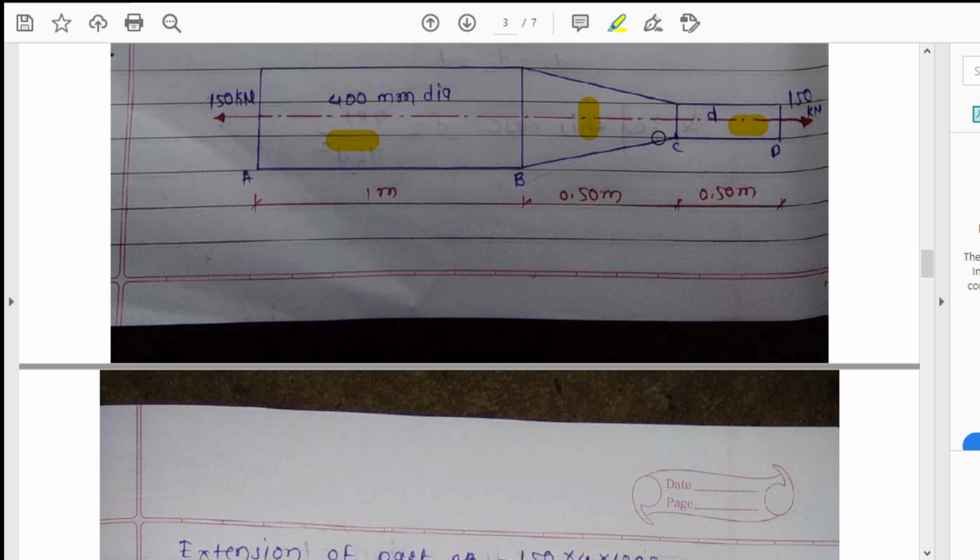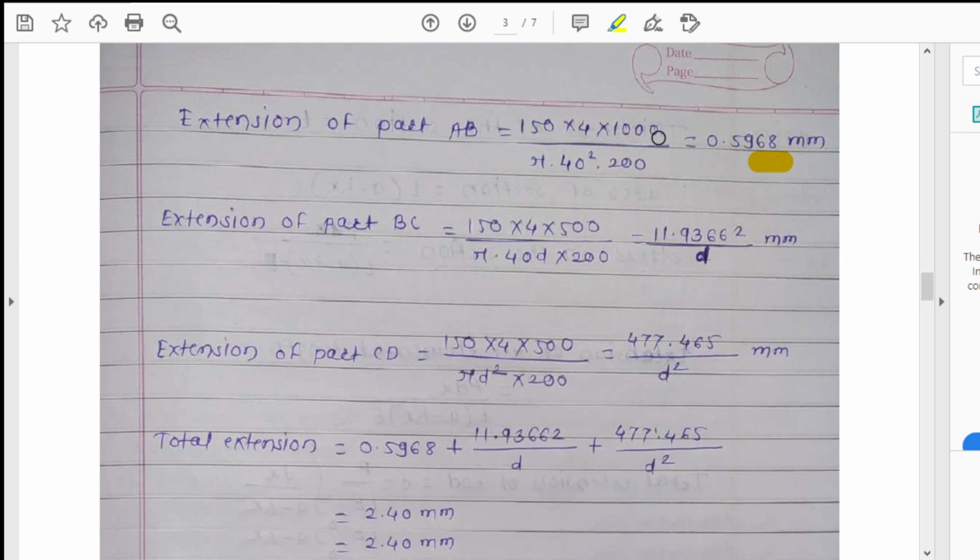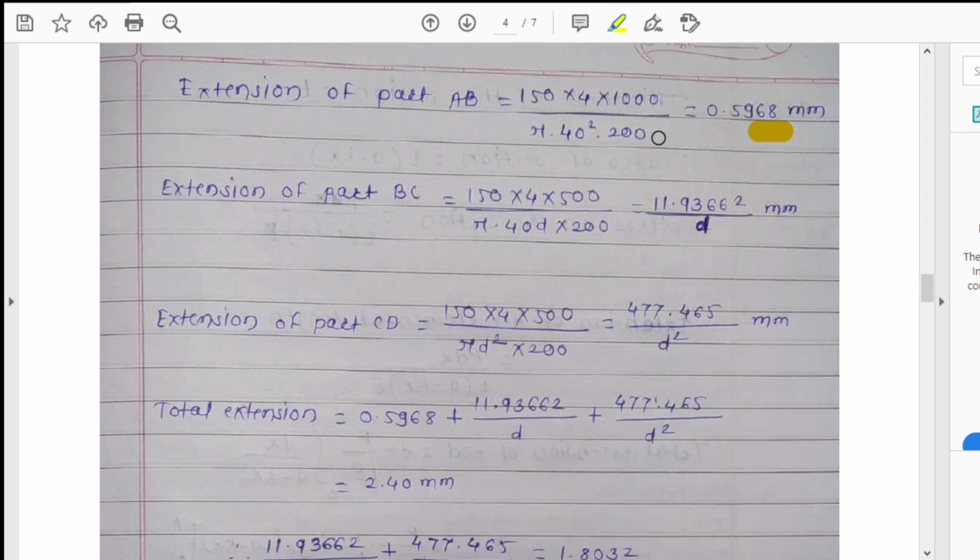Now for the second extension, of part BC, here at B the diameter is 40 and at C the diameter is d. Therefore the diameter is changing. So we'll use the formula 4PL upon pi E D1 into D2, where D1 is 40 and D2 is d. Put it in the formula, you'll get 11.9366 upon d.